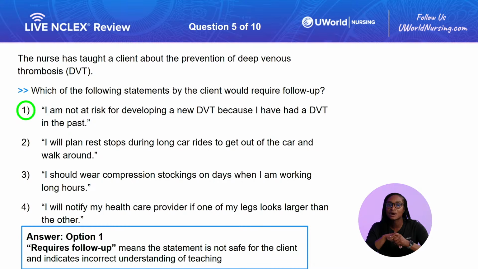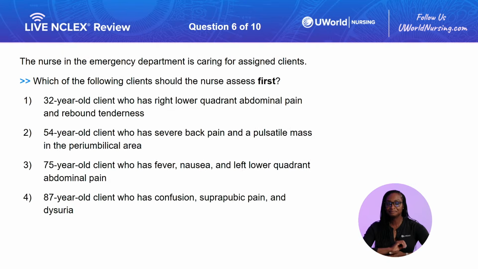And then option 4, I will notify my healthcare provider if one of my legs looks larger than the other. This is correct because that is showing the signs of a DVT, so we need to do further follow-up and further evaluation with the healthcare provider. So that one seems pretty easy. Someone says, I just got here, what is a DVT? A DVT is a deep venous thrombosis, so basically a blood clot.